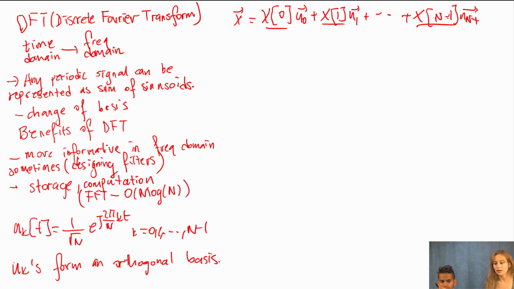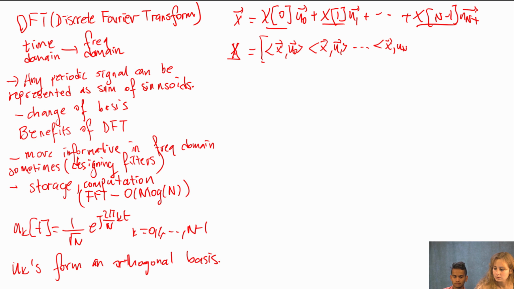Cool. So in that case, underlined X, or big X, will be the frequency representation of the signal x. Or, as I mentioned before, you can write big X as the inner product of the time domain signal with the basis vectors, up to u n minus 1.